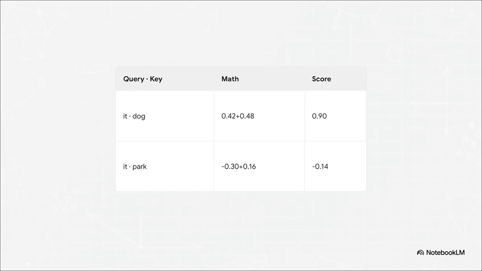For the words it and dog, multiplying 0.6 by 0.7 and 0.8 by 0.6 gives us 0.42 plus 0.48, resulting in a massive score of 0.90. But it and park calculates out to negative 0.30 plus 0.16, giving a negative 0.14. Because of that math, the word it pays super high attention to dog and completely ignores the park. This simple arithmetic is exactly why AI tools can translate languages or summarize your emails with such unbelievable accuracy.